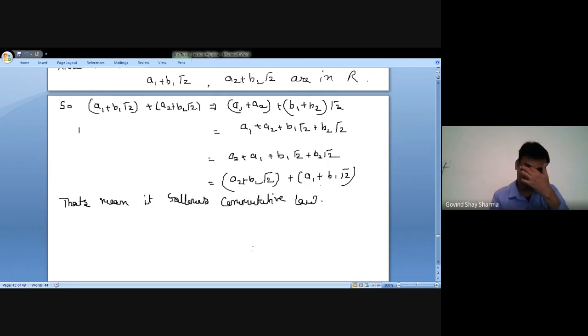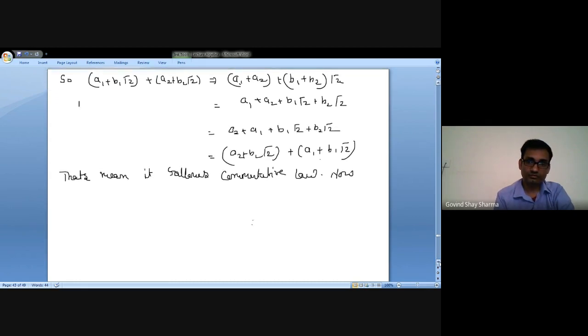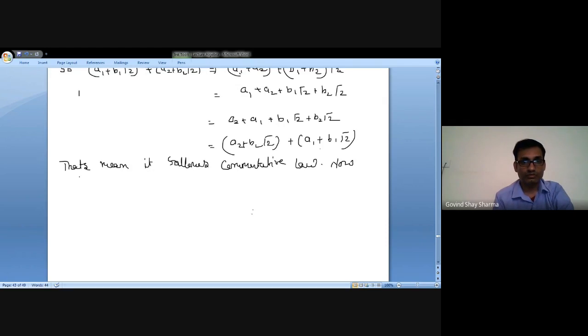Now, friends, we already showed, we can conclude that R plus is an abelian group.